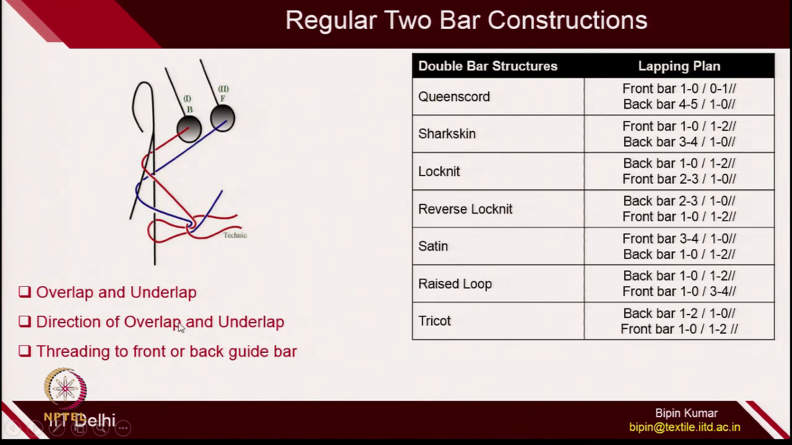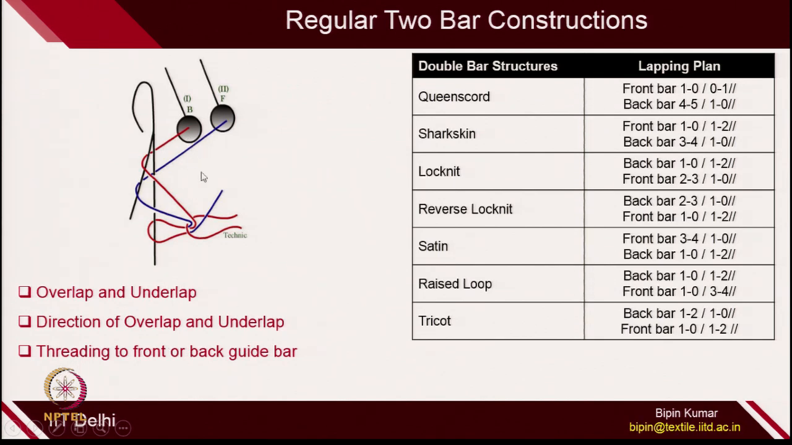You can also change the direction of overlap and underlap. Sometimes the underlaps of both the guide bars will be in the same direction and sometimes the underlaps of both the guides will be in opposite directions. Similarly, overlap can be happening from left to right or right to left and you can play with the directions. The third thing is threading of the front or back guide bar.